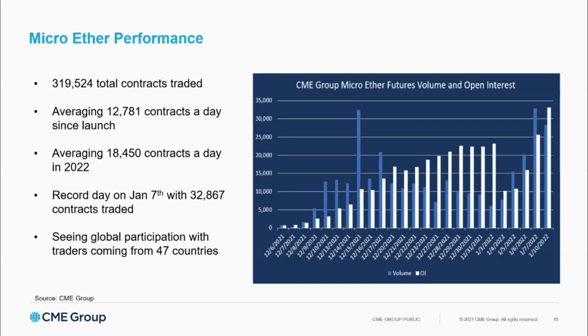But what I think is most important here is that we're really seeing global participation in this micro Ether market, and it's a very young new market. In just over a month, we've seen participation coming from 47 different countries, which, in my opinion, is incredible. It's validation that the marketplace wanted this contract. It's validation that people are looking at cryptocurrency for various reasons, to speculate or manage some of that risk.